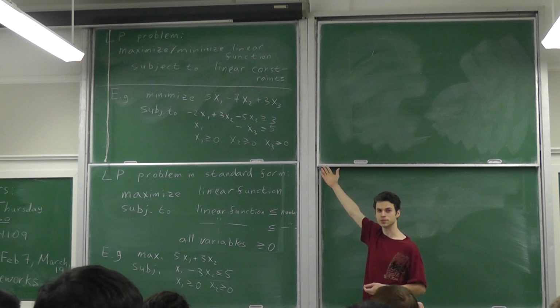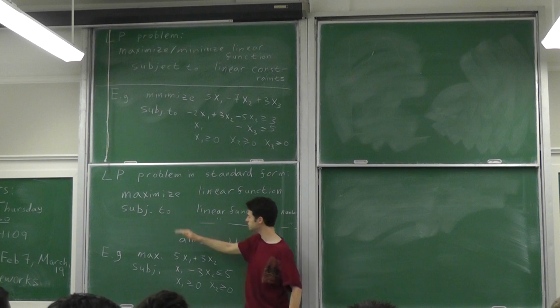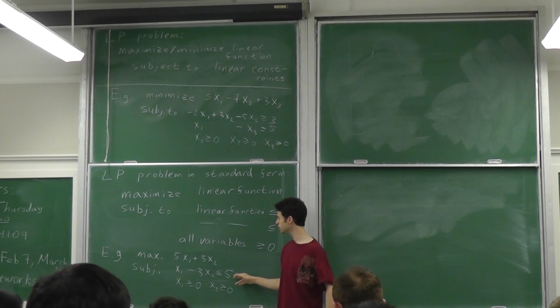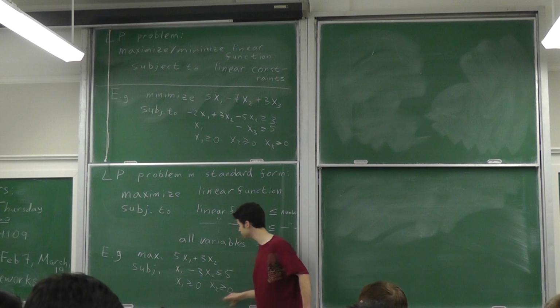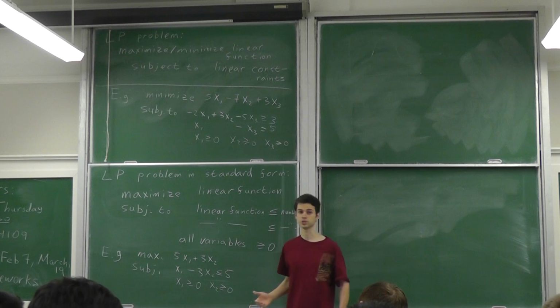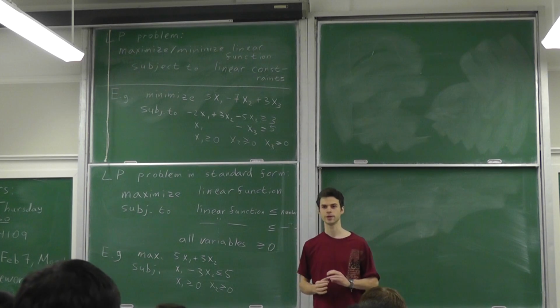This is not a problem in standard form. This one is. It has all the requirements. It's about maximization, all the constraints are inequalities with a smaller or equal sign, and all the variables that appear in the problem are positive. So that's what's called a linear programming problem in standard form.